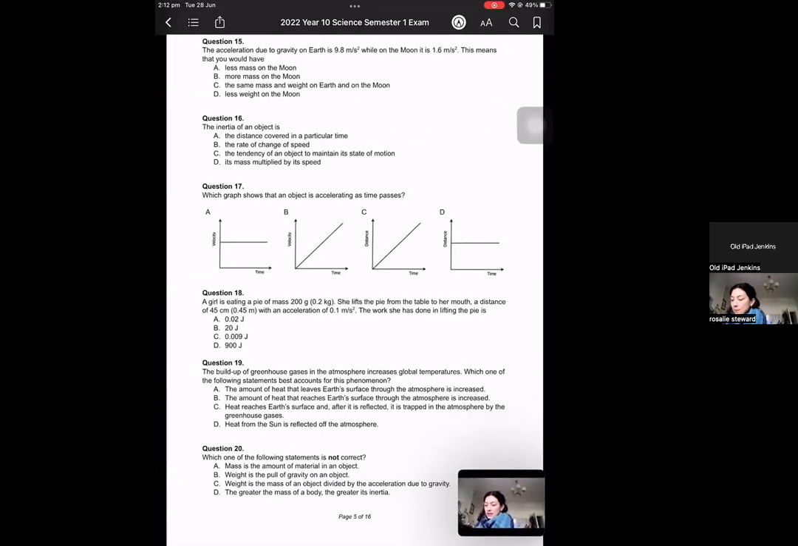So much physics. Okay. So the acceleration due to gravity on Earth is 9.8. Well, on the moon, it is 1.6. This means that you would have less mass on the moon. No, mass doesn't change. Mass is constant. The same mass on Earth and on the moon. But weight is obviously going to change. Less weight on the moon.